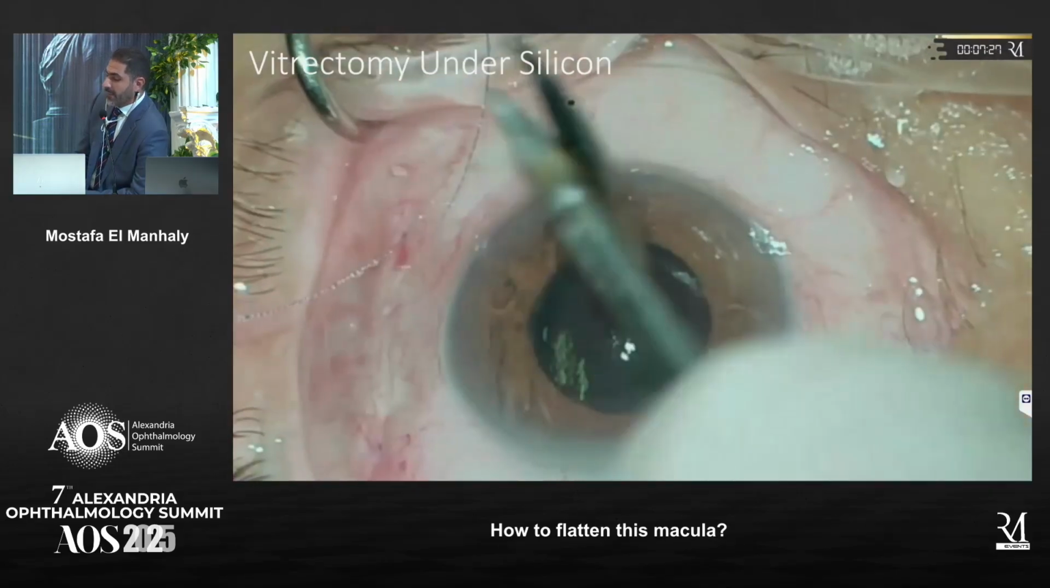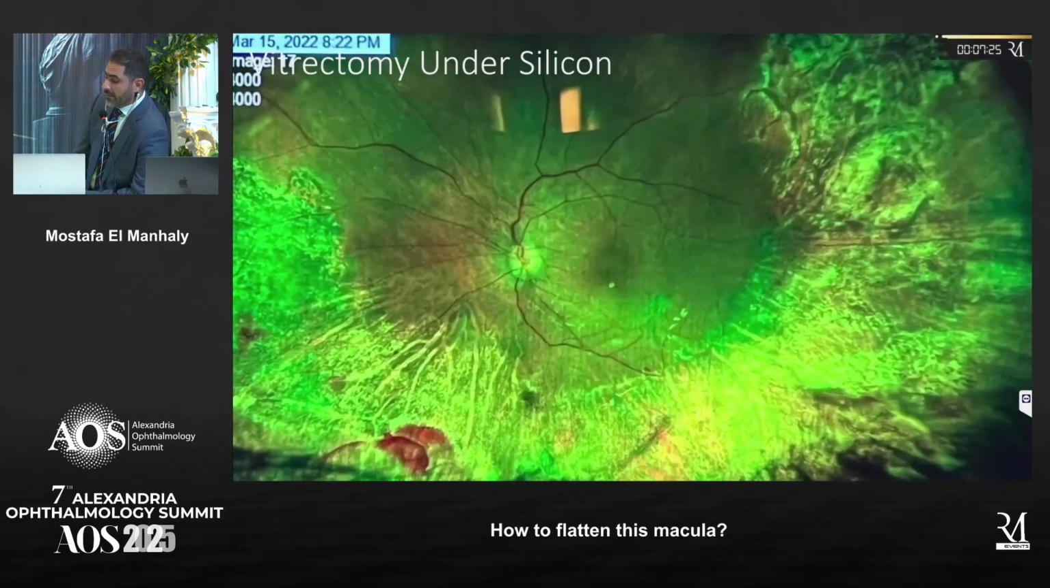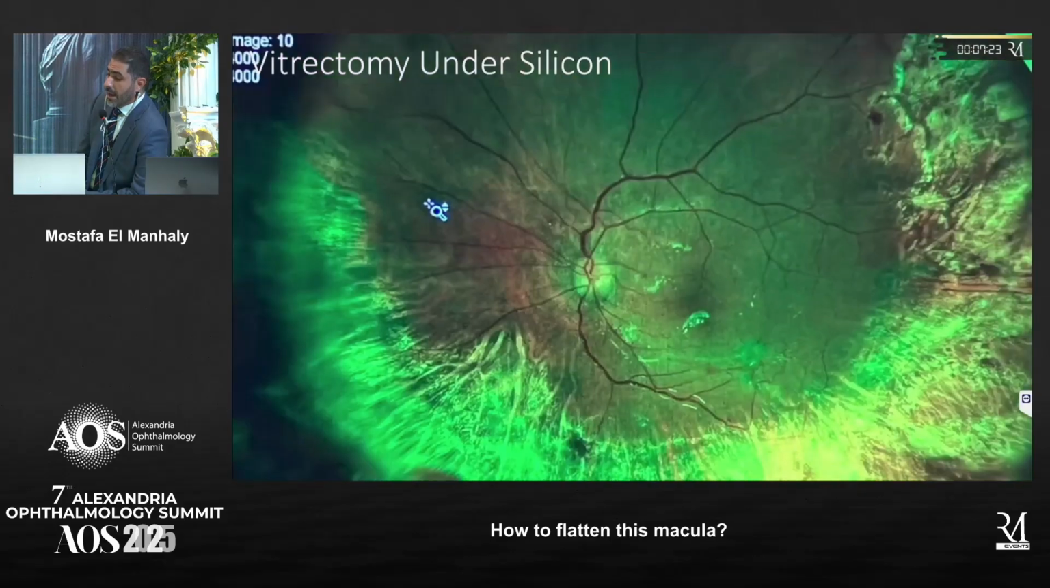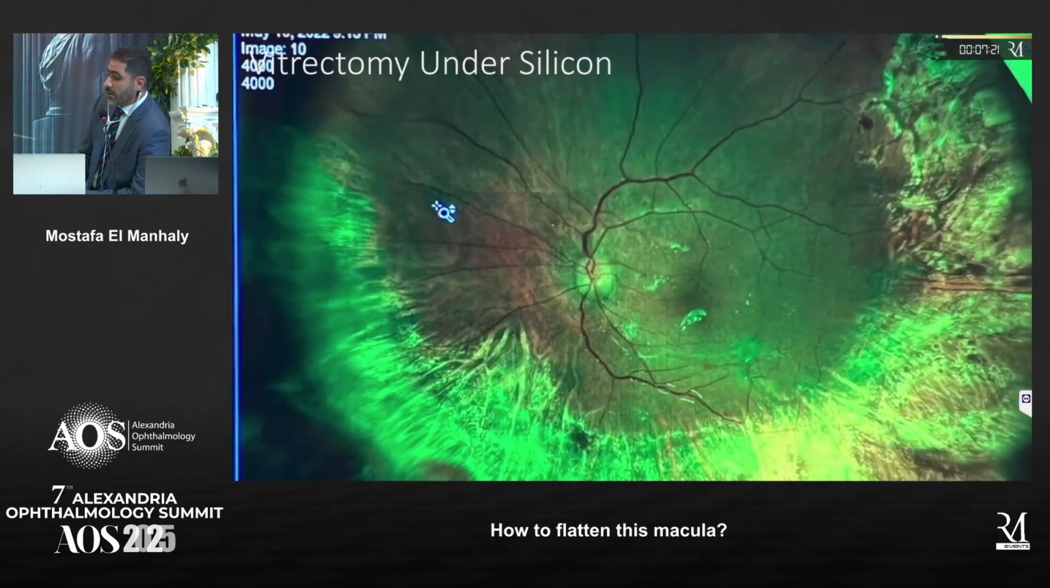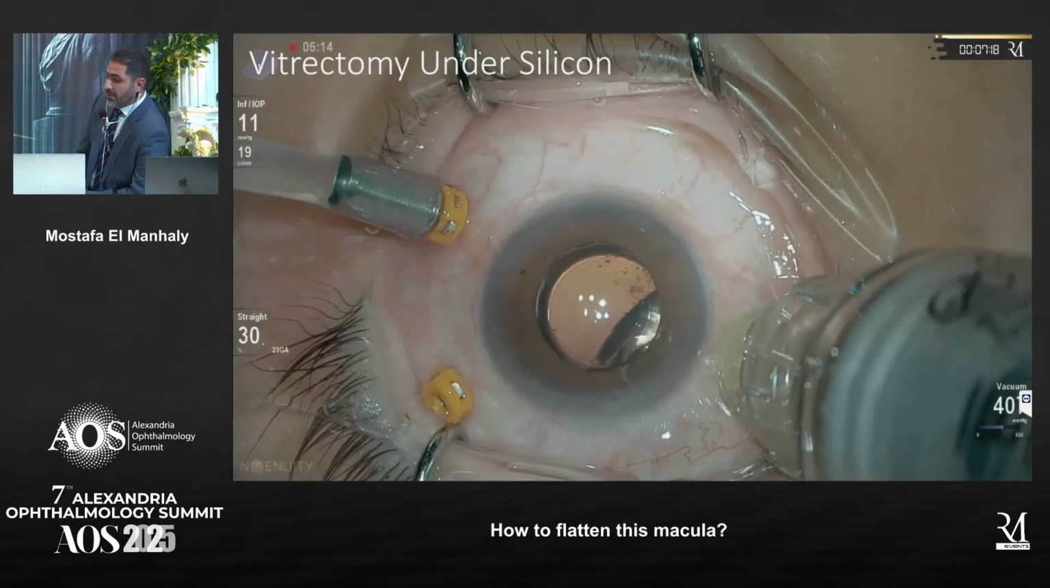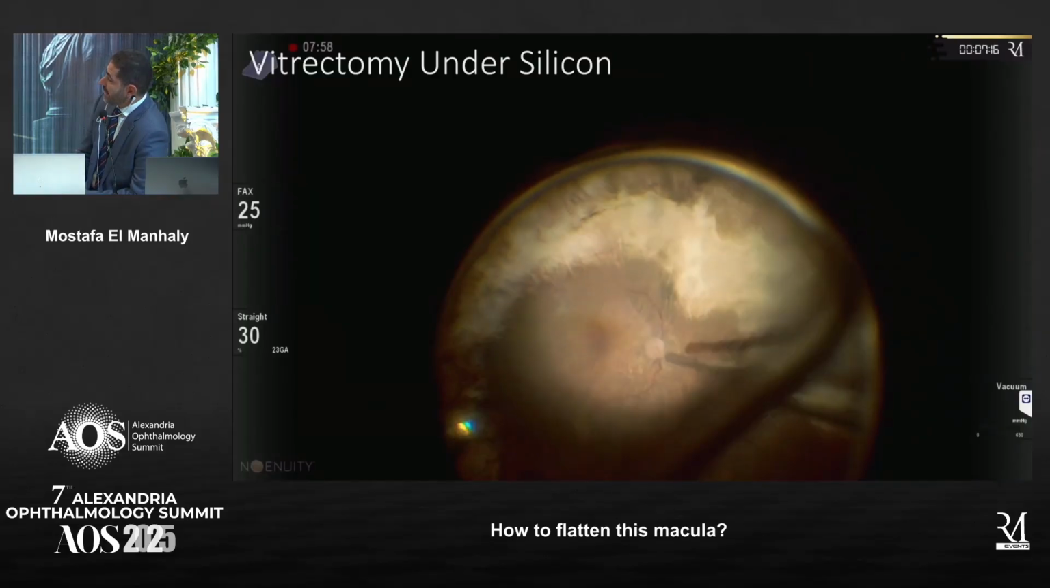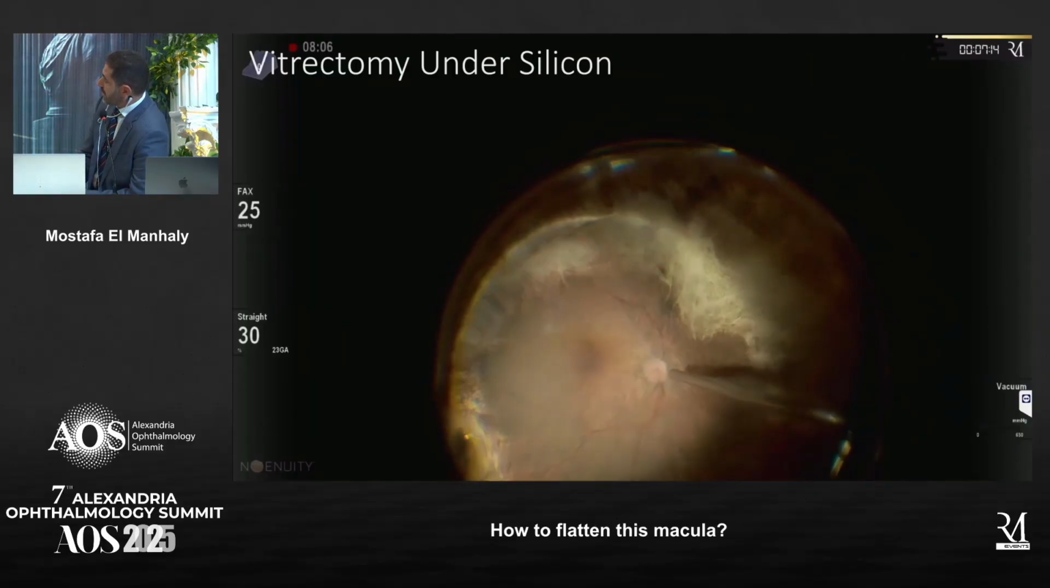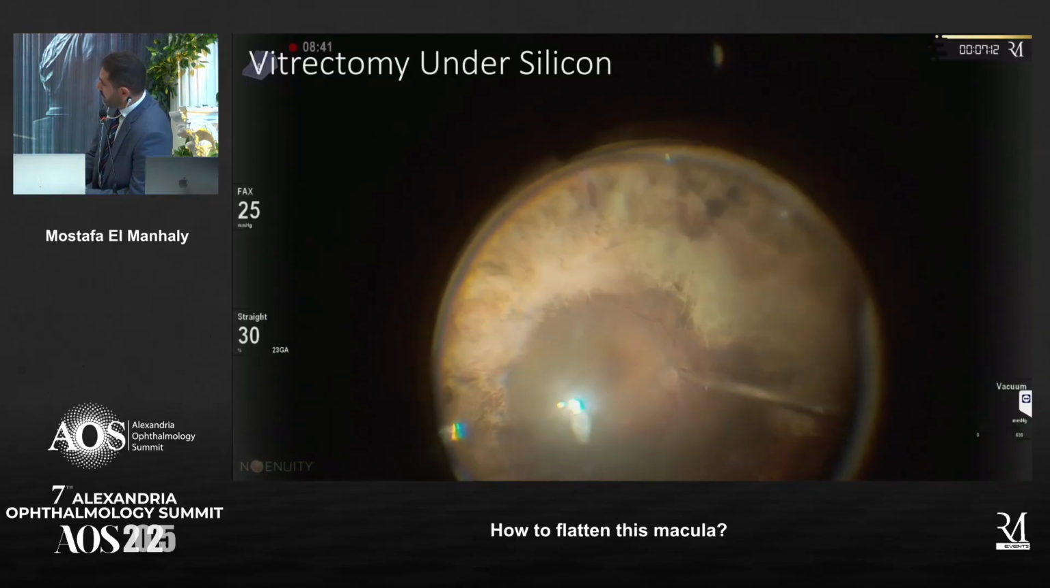And this is the appearance under definite closure, and this is 1 month after the surgery and 4 months at the time of the silicone oil removal. And this is the appearance of the retina, very stable and very nicely attached without any recurrences in such a case. So Dr. Mustafa, please.